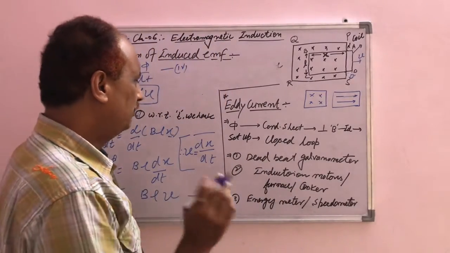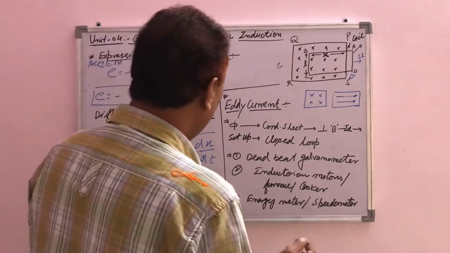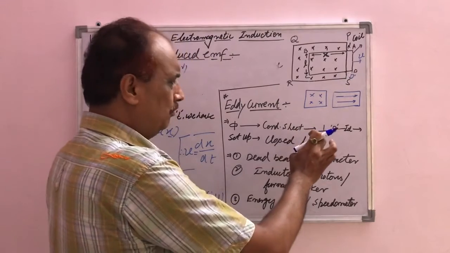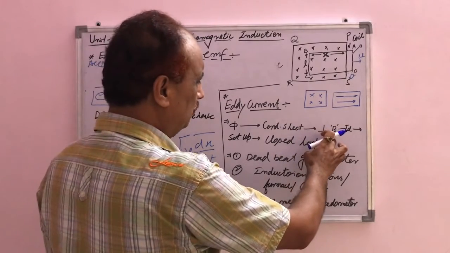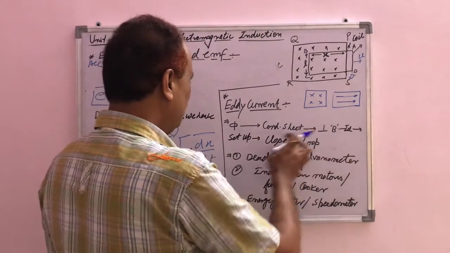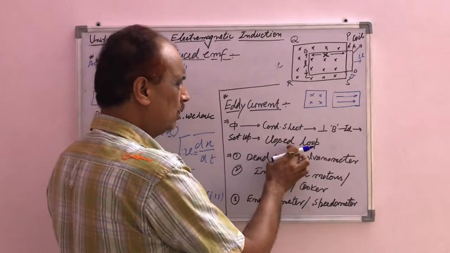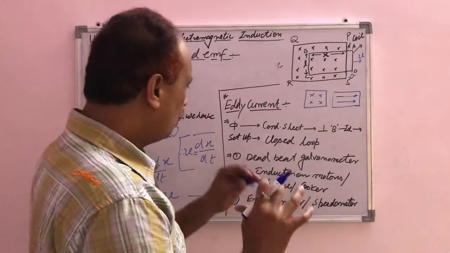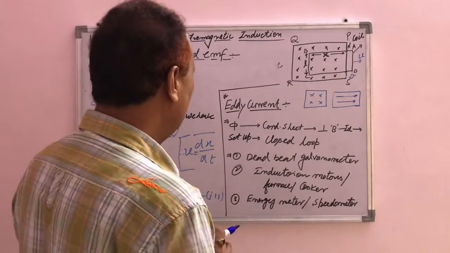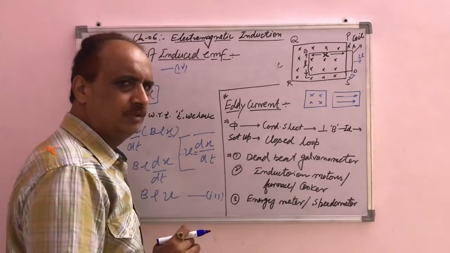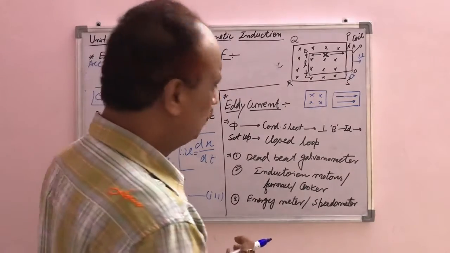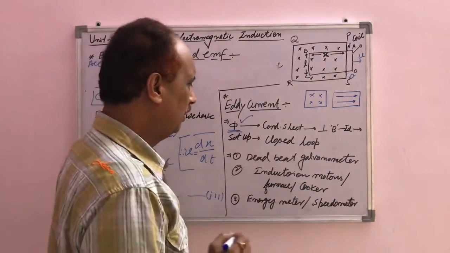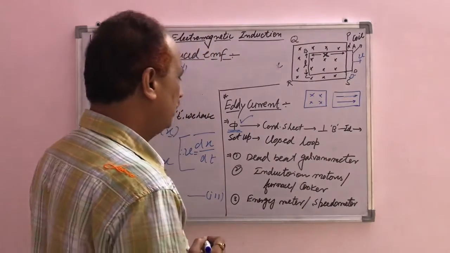So we can define it like this: due to the magnetic flux linked in the conducting sheet which is inserted perpendicular to the magnetic field, a current is set up in the form of closed loops in the conducting sheet. Such closed loop currents are known as eddy currents. The question is how they are produced. They are produced due to the change in the magnetic flux in the conducting sheet.